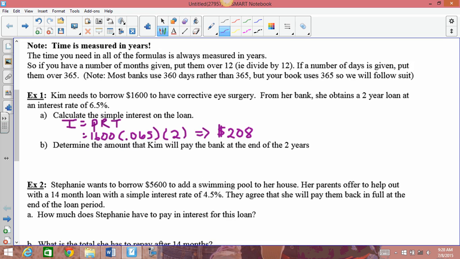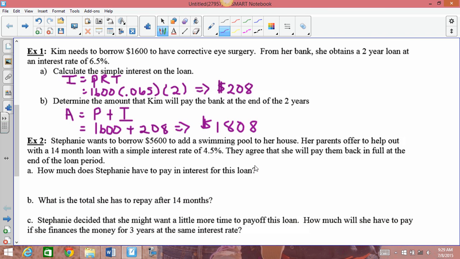So that would be the amount of money that she's going to have to pay for having gotten this money up front. So in part B, it says, how much is Kim going to end up having to have paid the bank back at the end of this 2 years? She's probably going to make payments along the way, but in the end, her payback amount is principal plus the interest. So she's going to have to pay back, of course, the $1,600 that she borrowed plus the interest that accrued, $208. Add those two together for a final answer of $1,808. Okay.